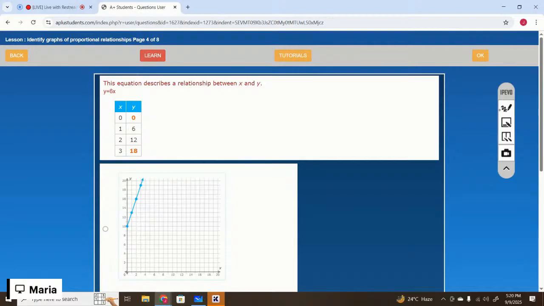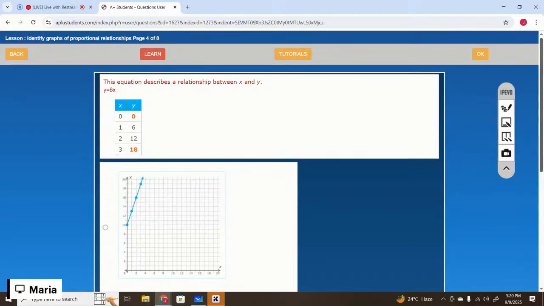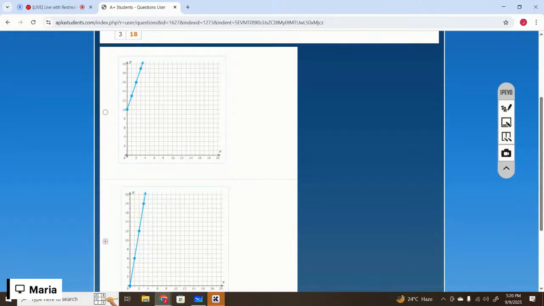So the equation describes a relationship between x and y. So y equals 6x. The graph is starting with 0, 0. Option number 2 is the correct option.